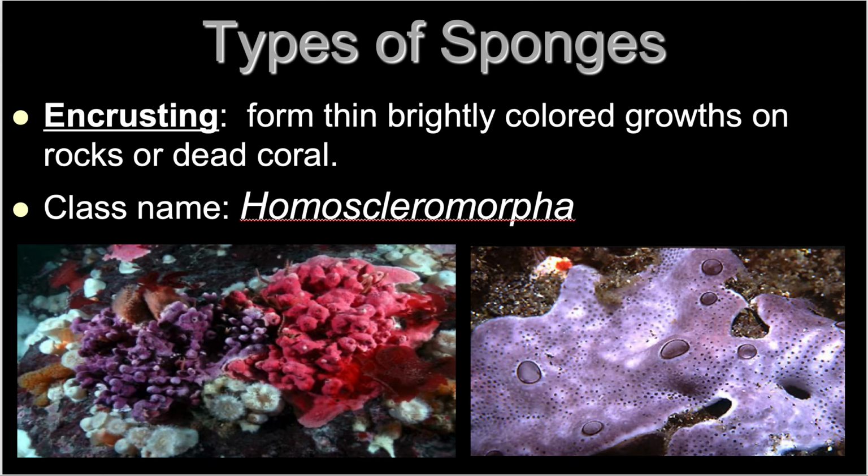Moving on, now let's talk about some different types of sponges. So we talked about body forms in the last set of sponge notes. Now we're going to talk about some different types. And these aren't all the types, these are just a few of them. So the first type is the encrusting sponge. They form thin, brightly colored growths on rocks or dead coral. Their class name is written here, but you do not need to memorize that class name. It's just if you're really curious what they're called. But just know they're called encrusting, and these are some different pictures. You can see they grow pretty low to the ground, and they can be pretty brightly colored and very pretty.